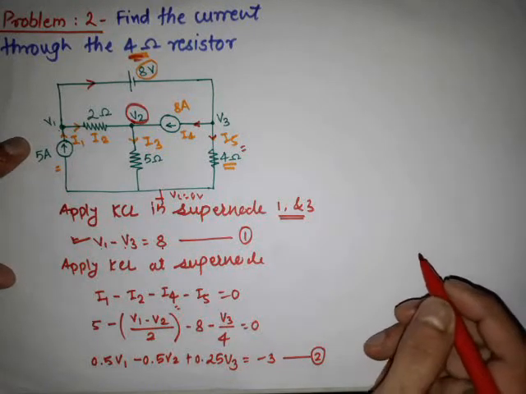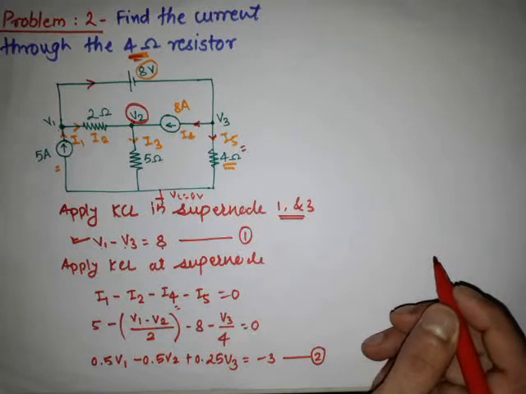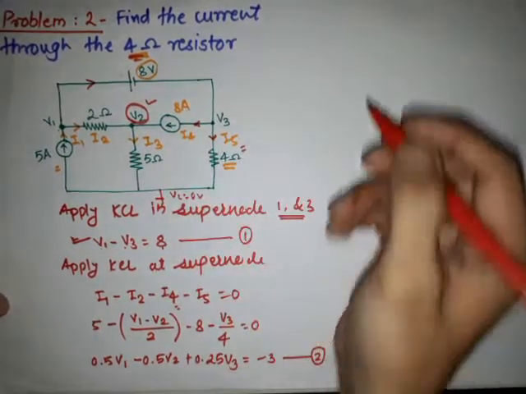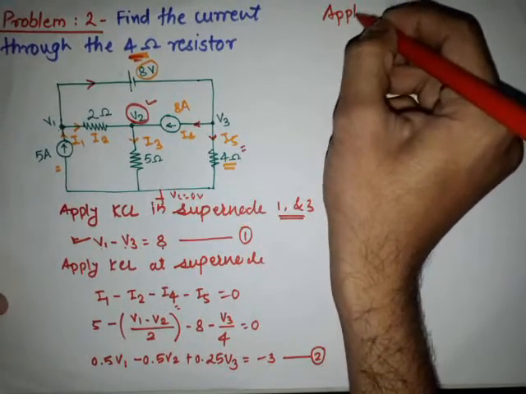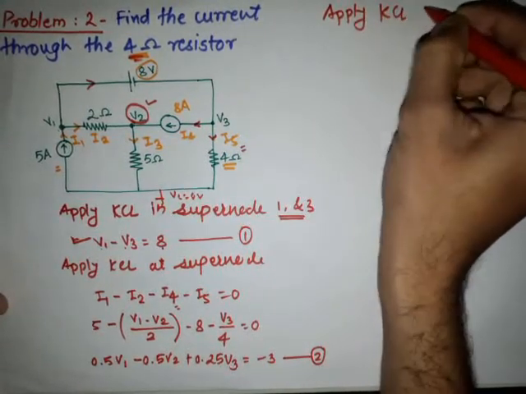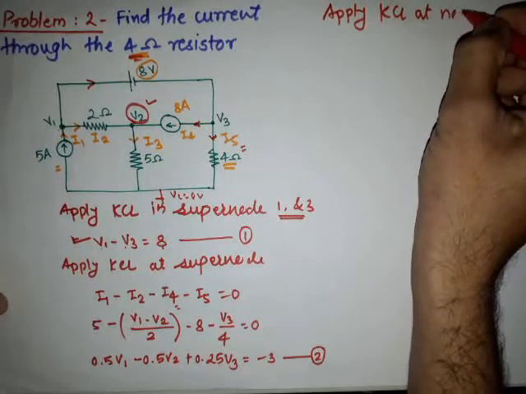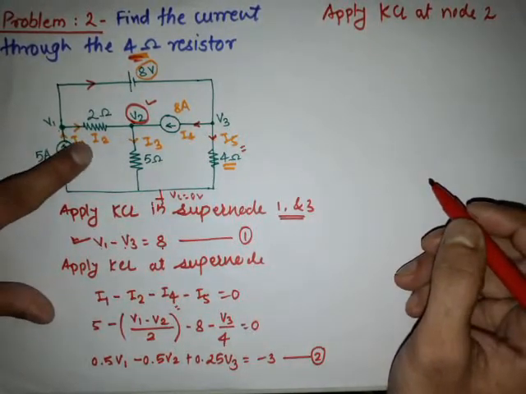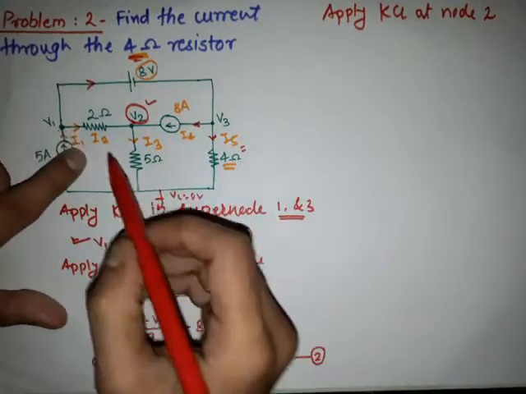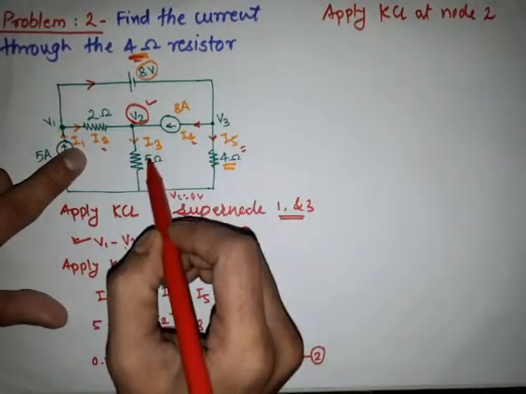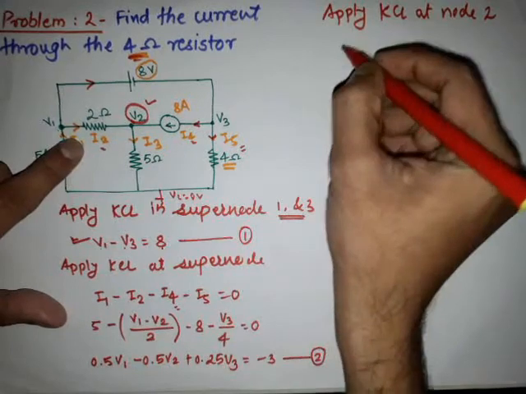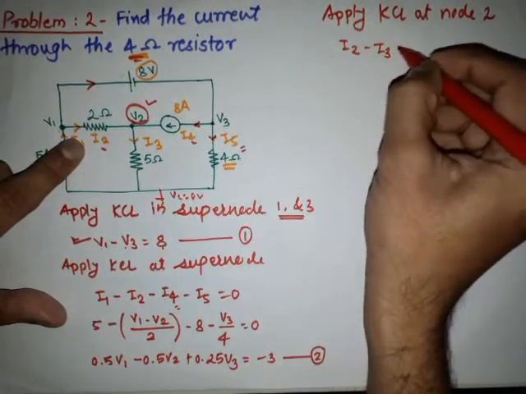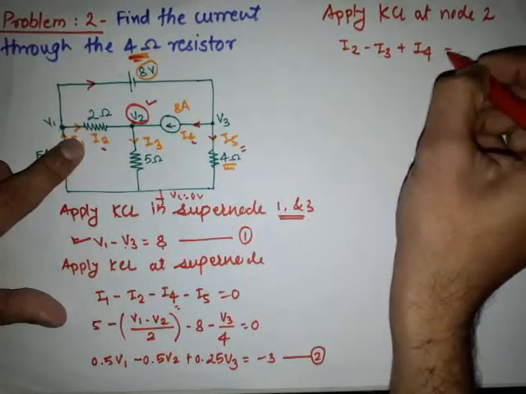Now we are finding the equation for the other node which is not coming under the supernode, so simply it is V2. Now we are applying KCL at node 2. See here, the incoming currents are I2 and I4, and the outgoing current is I3. So considering incoming current as plus, it is I2 minus I3 plus I4, which is equal to 0.